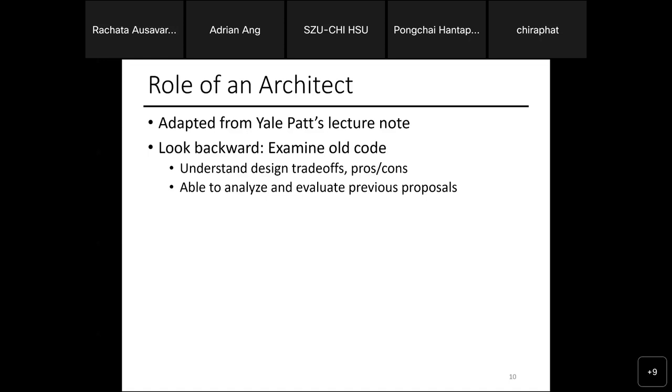Why does a certain thing not work well? Then you need to analyze and evaluate previous proposals, because you need to know why things turned out this way. For example, I can ask you the question, why did Thailand turn out this way in the year 2023? And you're going to have a lot of answers, which we will not answer right now because I'm recording. But once you know the history, once you look backward, you know what are the right decisions and what are the not so right decisions, and you can now make informed decisions going forward.